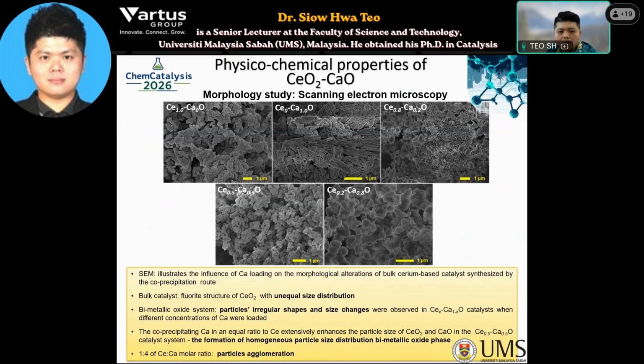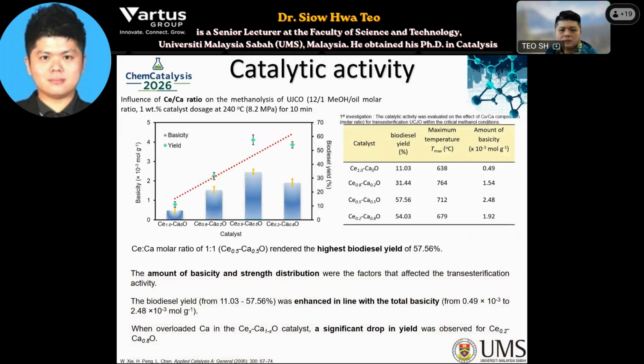However, when the calcium content is further increased, the particle agglomeration becomes more pronounced. This observation again confirms that the catalyst morphology can be tailored by adjusting the cerium to calcium ratio, which may subsequently influence the catalytic performance. After understanding the catalyst properties, we next evaluated the catalytic performance of the mixed oxide catalyst for biodiesel production under near critical methanol condition.